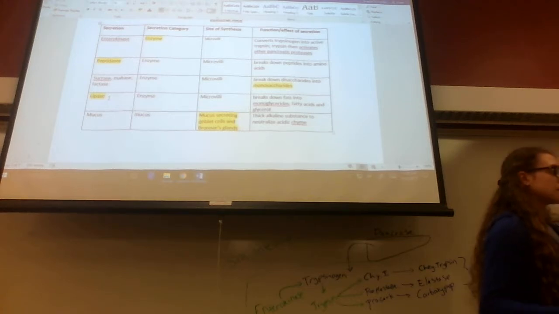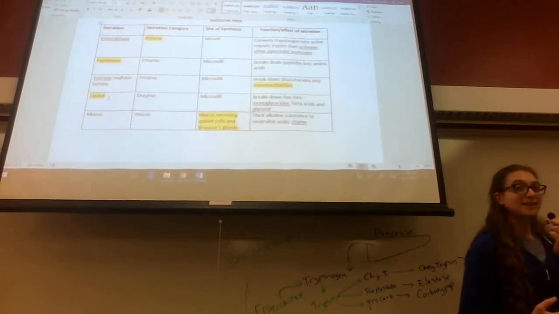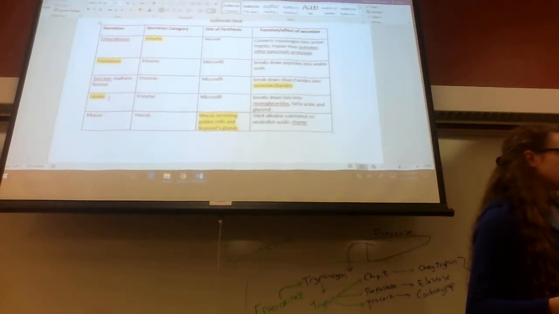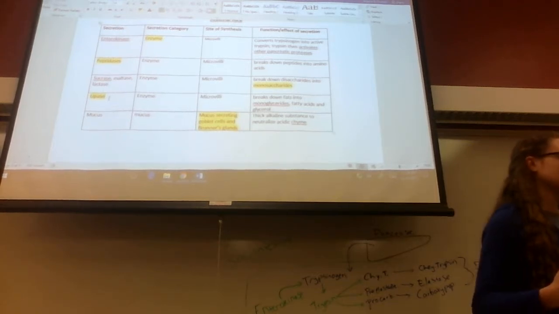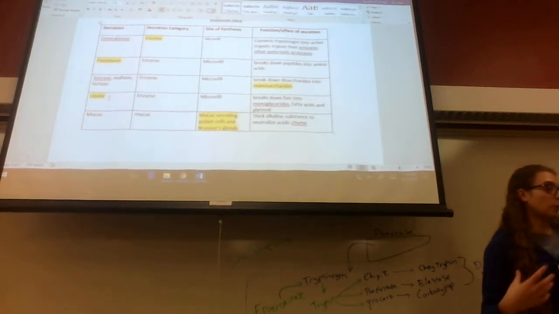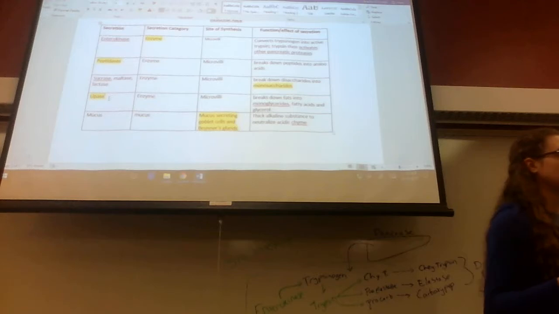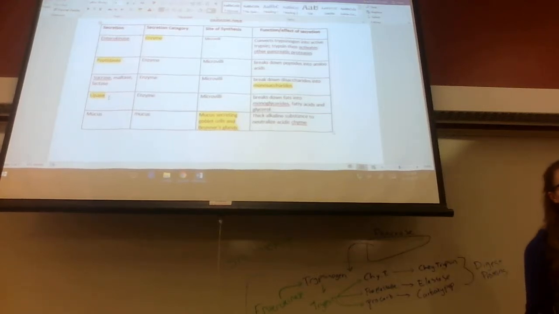The next secretion is mucus. This is categorized as mucus. And this is secreted by mucus-secreting goblet cells and Brunner glands. So both goblet cells and Brunner glands secrete mucus. What is mucus? A thick alkaline substance to neutralize acidic chyme. So it neutralizes in the small intestine.